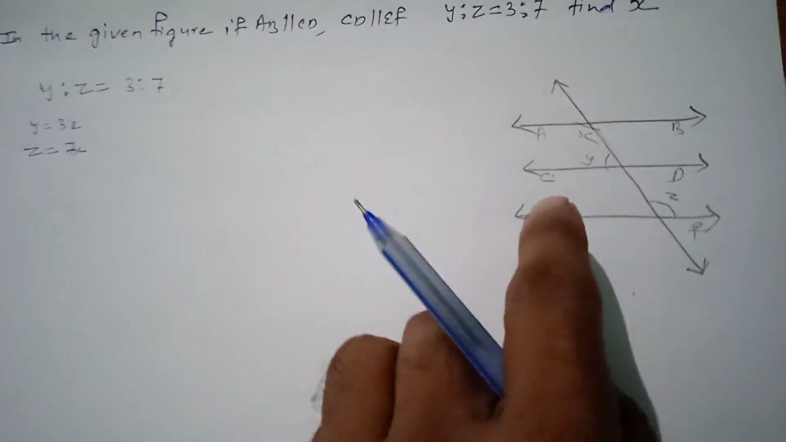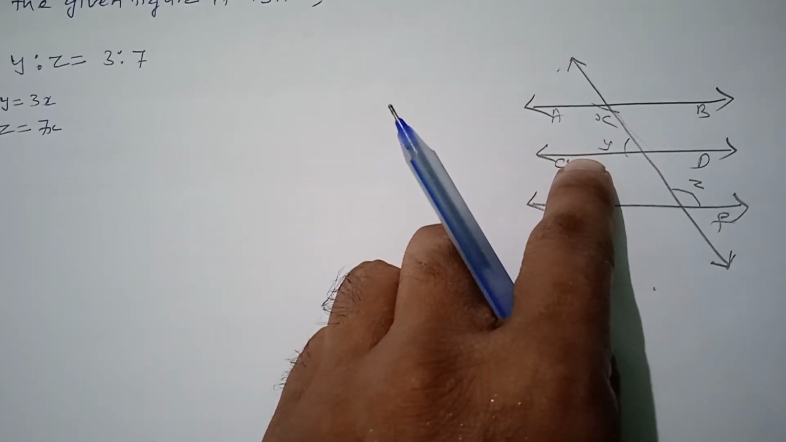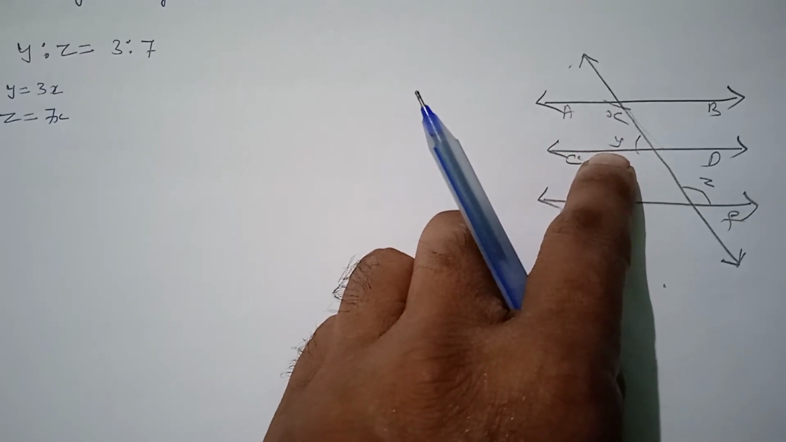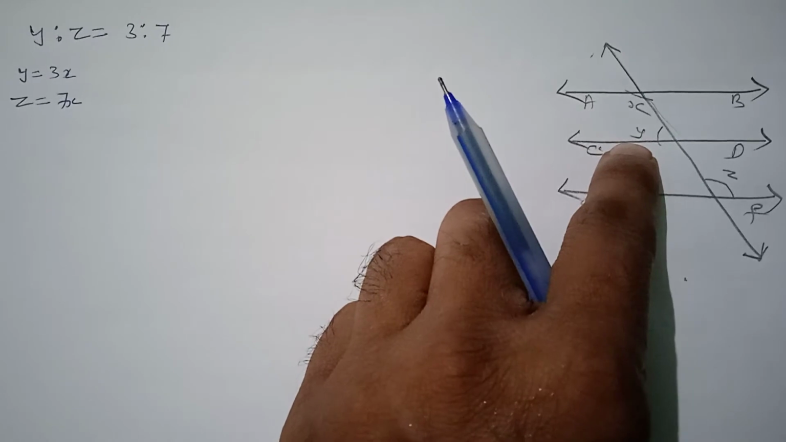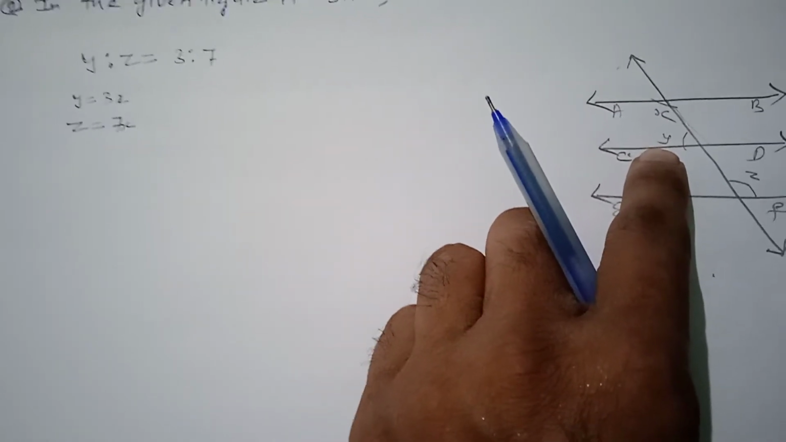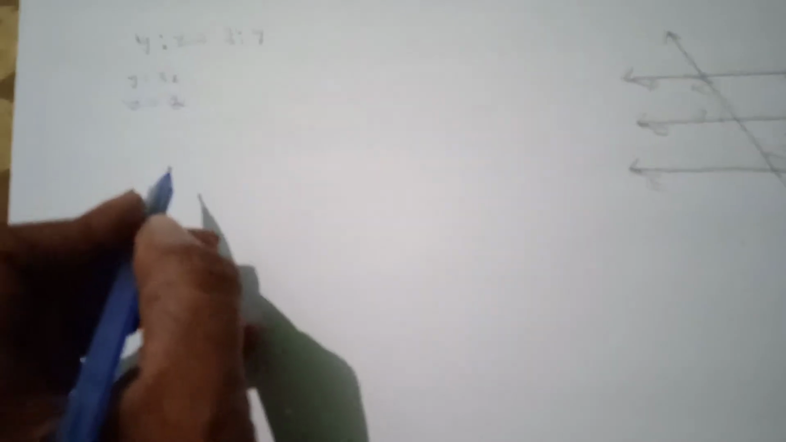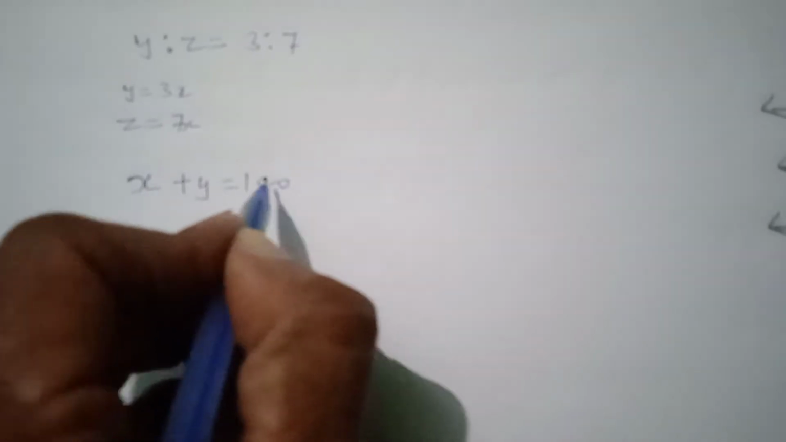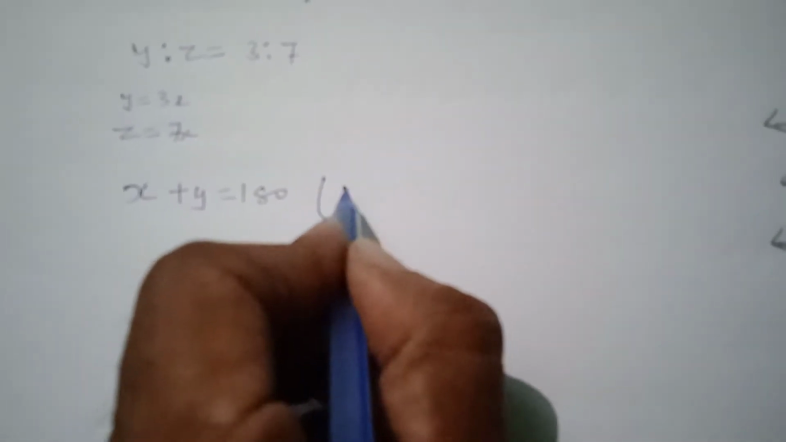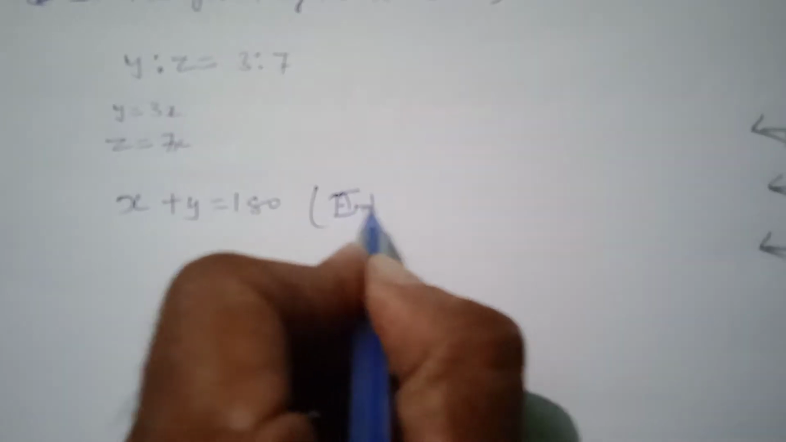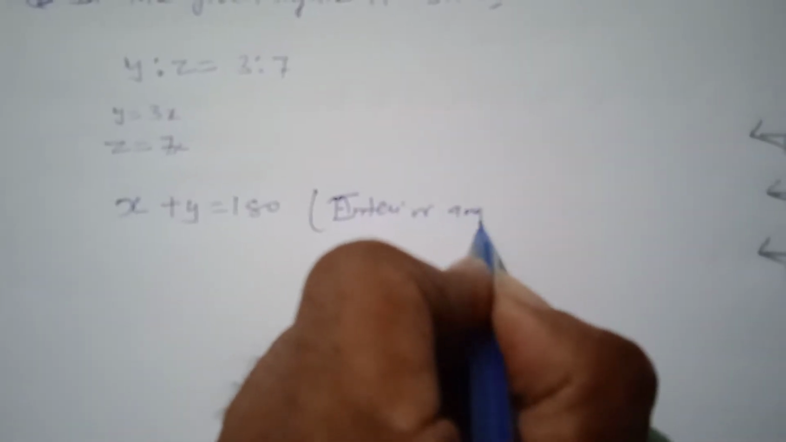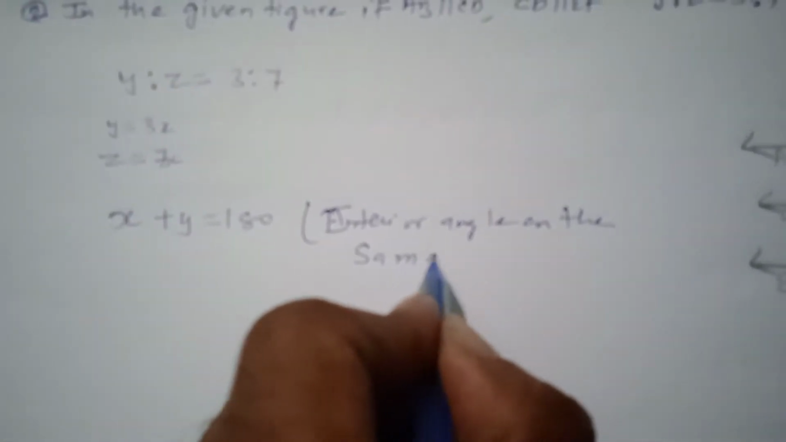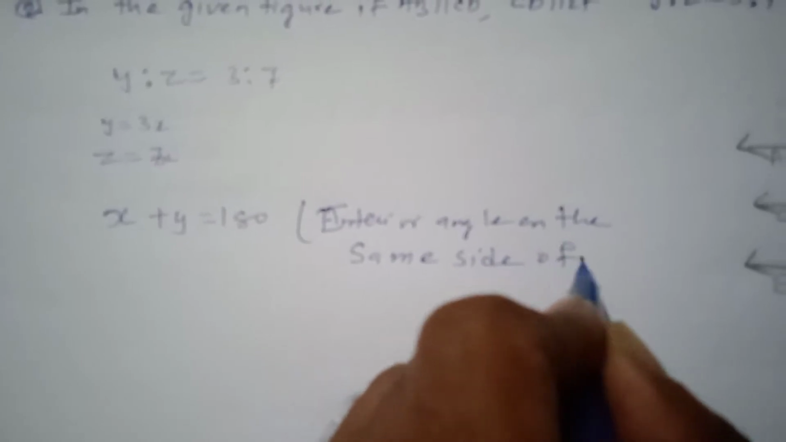Now let us see what is given in our question. Here x and y are interior angles, and interior angles are always supplementary. So we all know x plus y is equal to 180. Reason we are writing, interior angles on the same side of transversal.